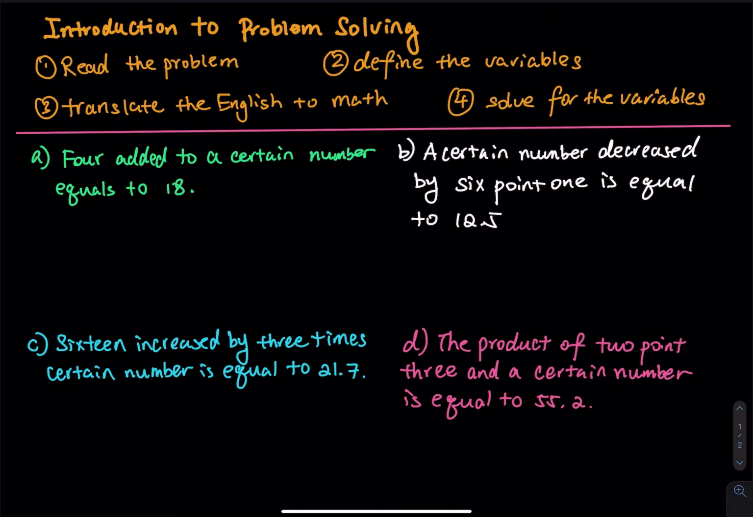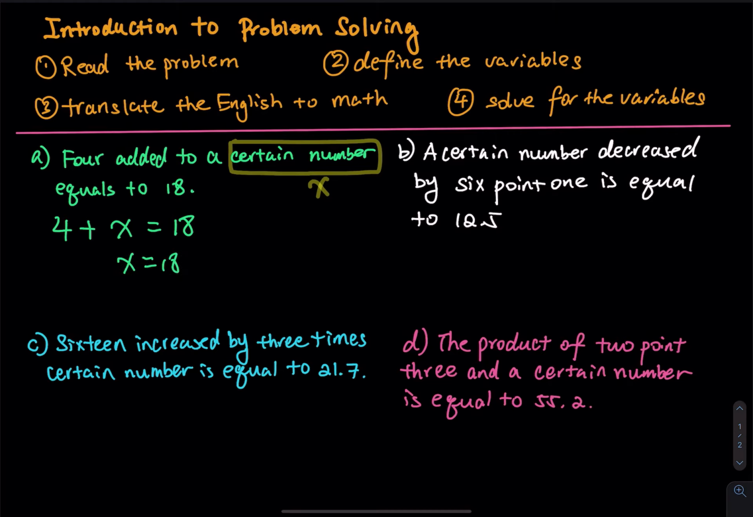Part A, 4 added to a certain number equals 18. So 4 added to a certain number. So we have our certain number. What is that? We just call that an x. So 4 added to a certain number equals 18. And then you just solve for x. So this is simple. You have x equals 18 minus 4. x equals 14.